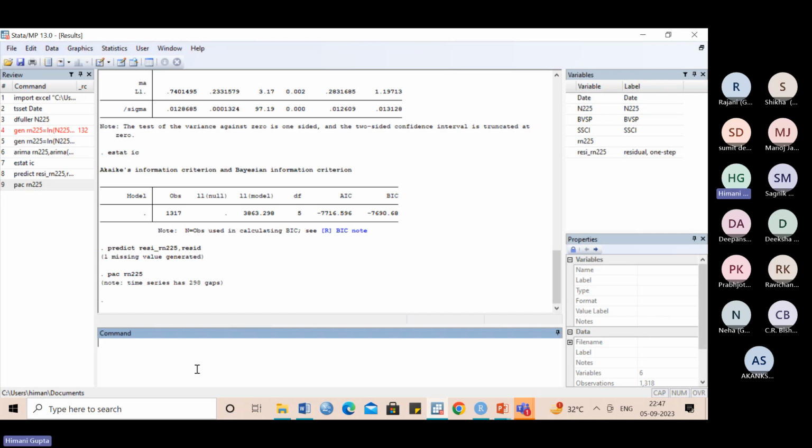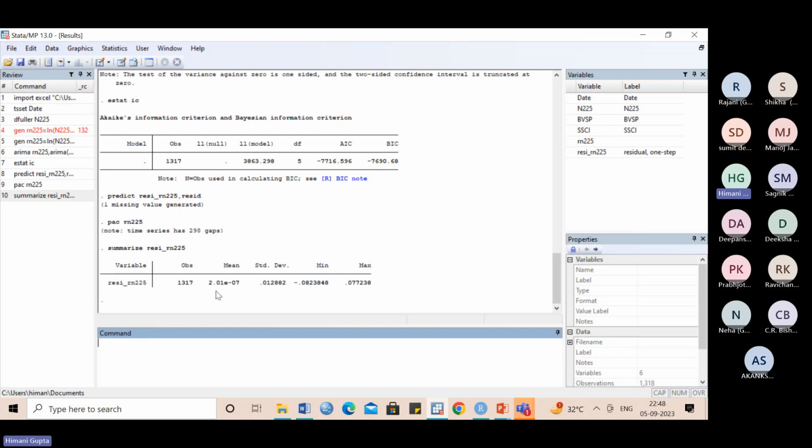Got it? Any doubt? Now, let's say we have done it. We have calculated the residuals. We have checked for P. Now, let's check the mean, whether the residuals have zero mean or not. So just write summarize, and our name is resi underscore RN225.